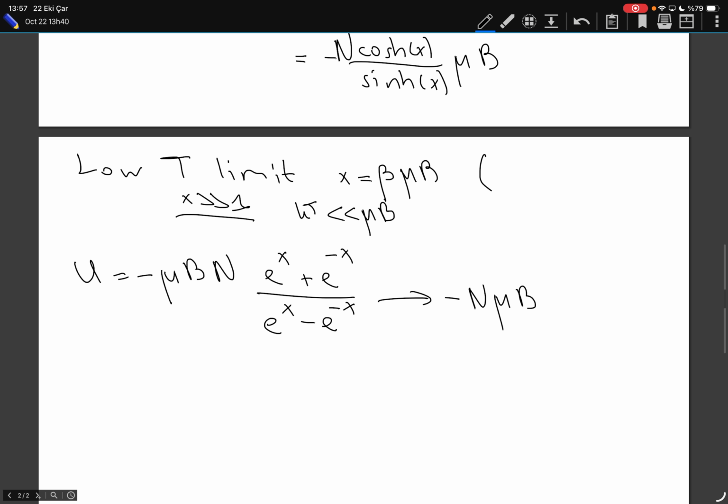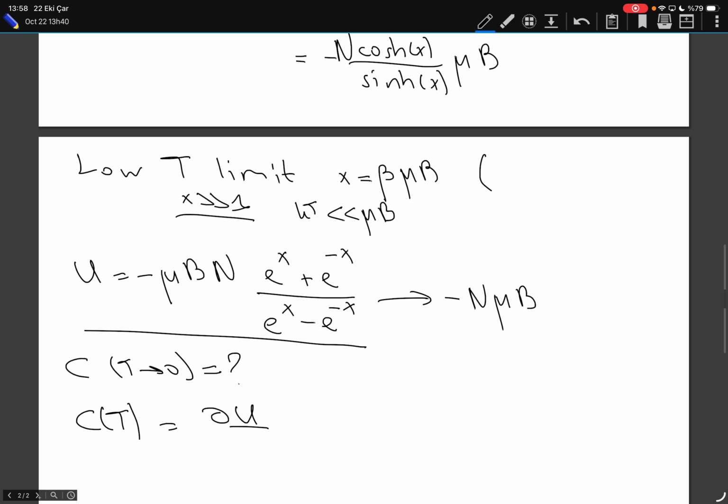We can ask the question, what about the specific heat at low temperatures? Well, if we would like to calculate the specific heat capacity at low temperatures, I need to find the next term in this expansion. Or it will be easier to take the derivative of u as a function of temperature. Well, let's calculate it. Now the C at a temperature T will be the derivative of u with respect to temperature T.